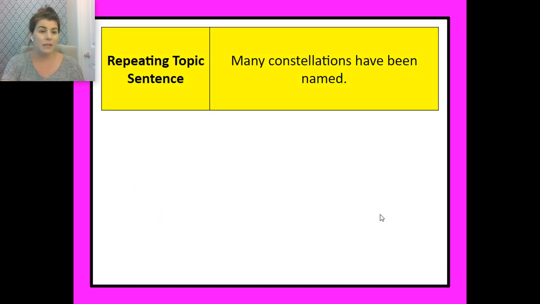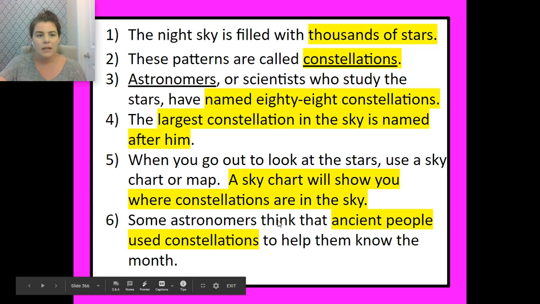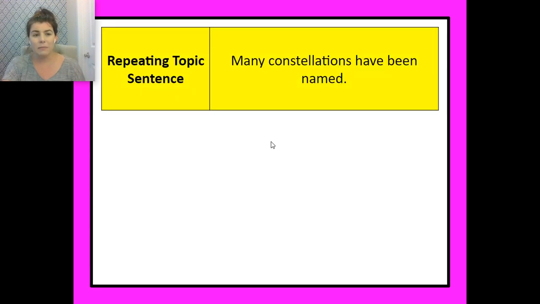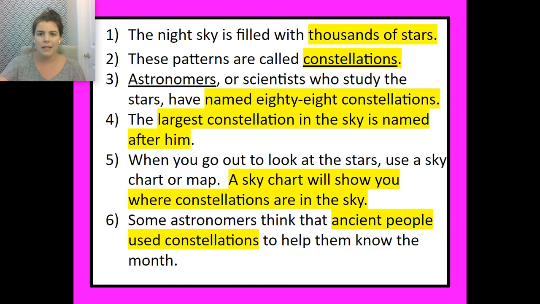The first repeating topic sentence or repeating idea that I see is that many constellations have been named. If we look here, we've named 88 constellations. They named them after myths and legends. Yeah, they're being named. The second topic sentence that I'm seeing that's kind of repeated is that constellations can be seen, we can find them, and that they're helpful. So let's go back to those topic sentences. Constellations, if we're naming them, that means we can see them. A sky chart will show you where to find them.